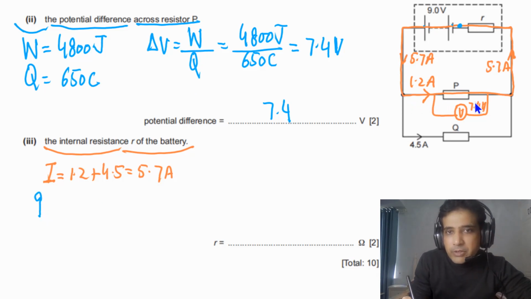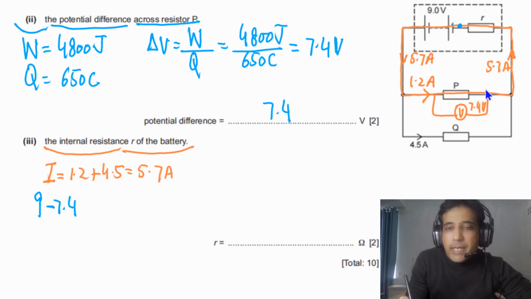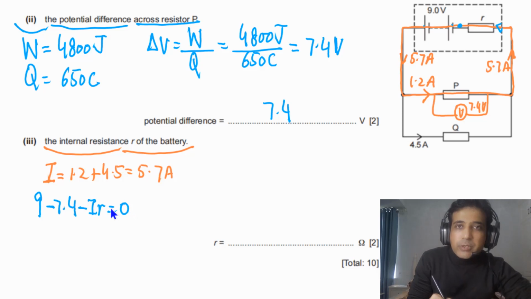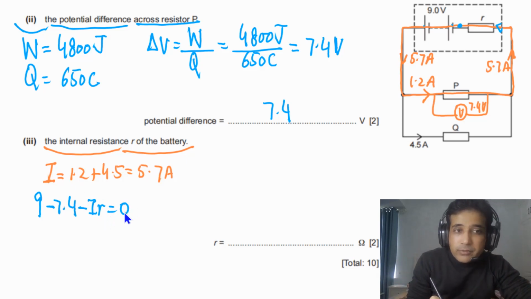And then when we cross this one, we go in the direction of current. It means that potential will drop. So the drop in potential will be 7.4. And now we go in the direction of current, so potential also here will drop. So we will simply write down I times R, and that one has to be equal to 0. Because according to Kirchhoff's second law, delta V in any loop is equal to 0. So that's the reason we have written this is equal to 0.